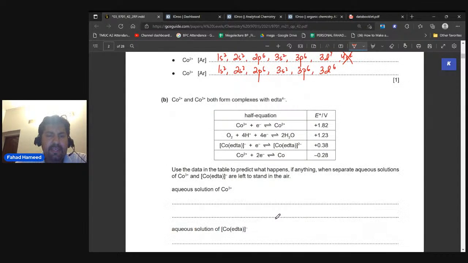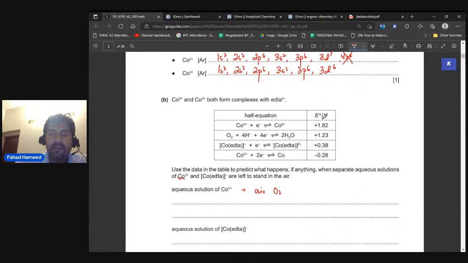This one is an electrochemistry question. You're being asked, use data booklet in the table. You're being asked to predict what happens, if anything, when separate aqueous solutions of cobalt 3 plus ions and cobalt 2 plus ions are left to stand in the air. So they're separate. So cobalt 3 plus with air. So what is air? Air is O2, obviously. So cobalt 3 plus with air.